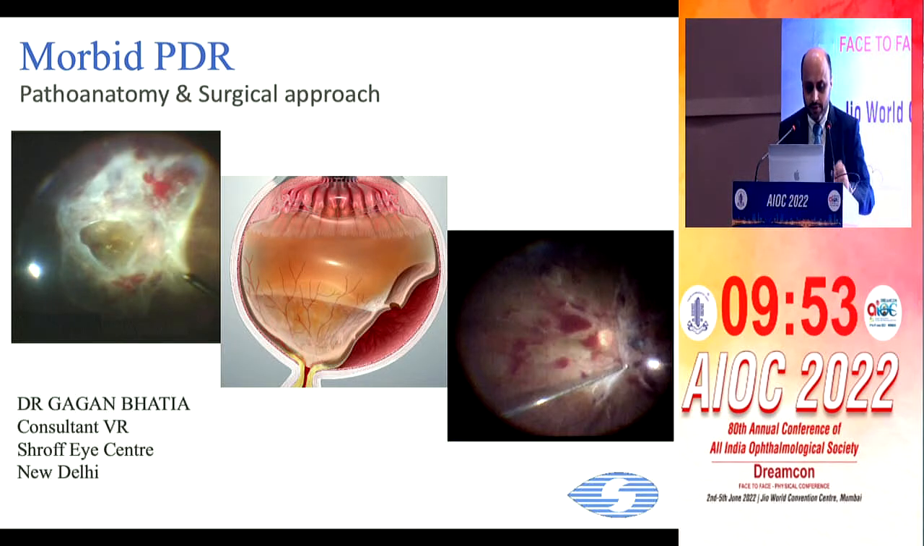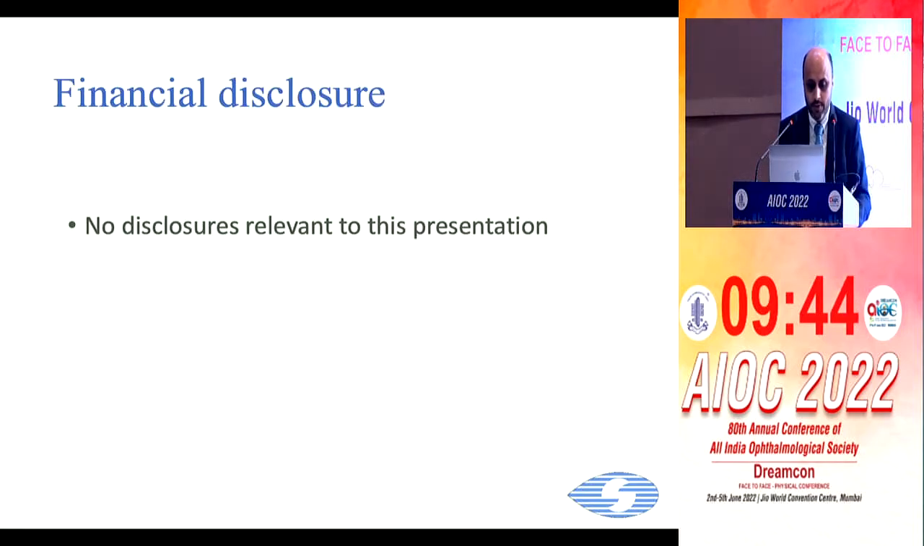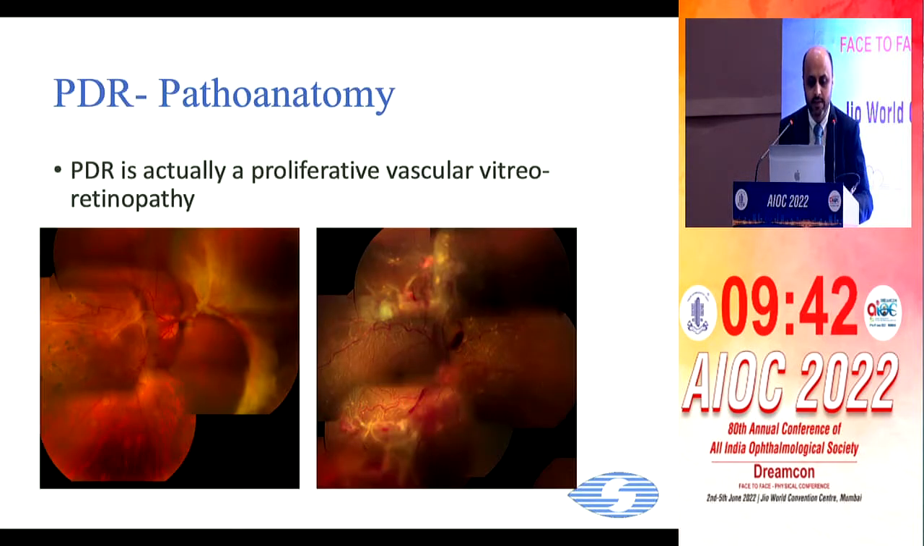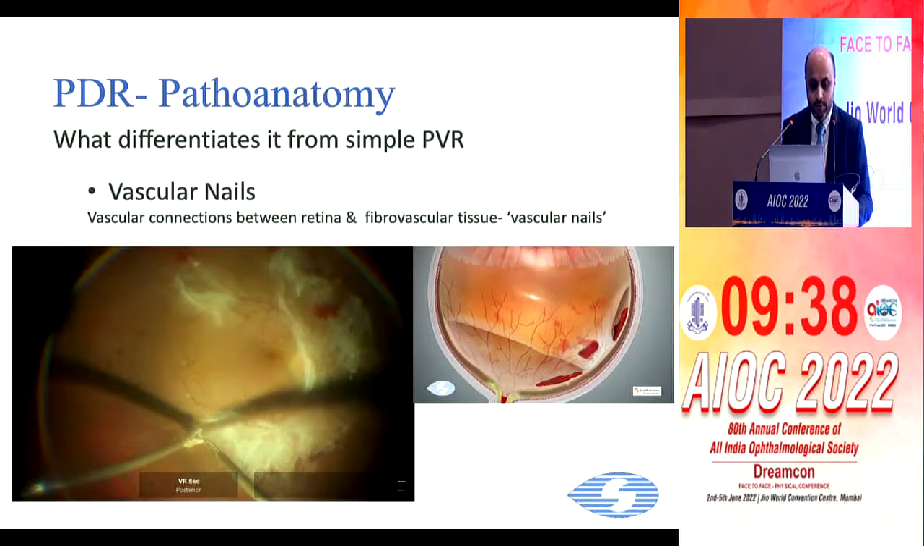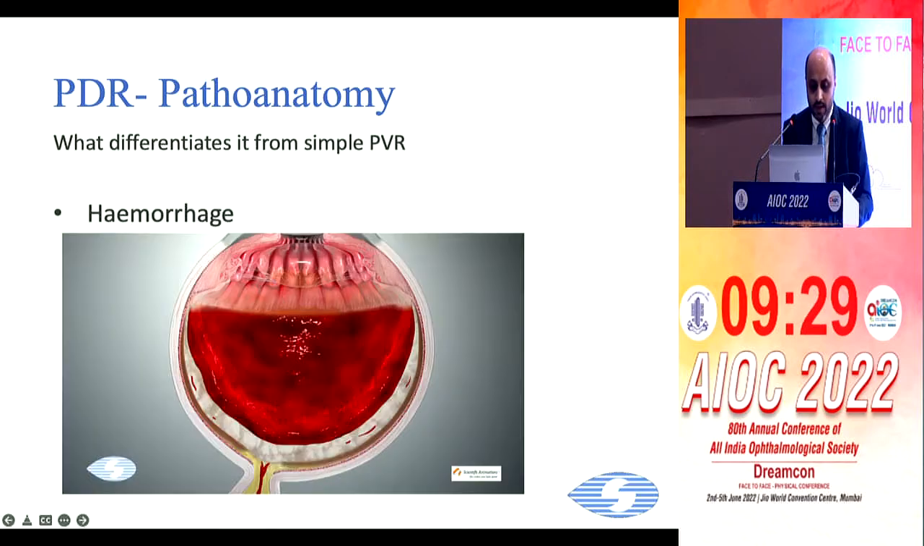So I would be talking today about PDR, and it is one of the most challenging surgeries that, at least I feel, I've learned through the years. As we all know, PDR is basically a proliferative vascular retinopathy. And what differentiates it from simple PVR is basically the vascular nails, which are the vascular connections between the retina and the fibrovascular tissue.